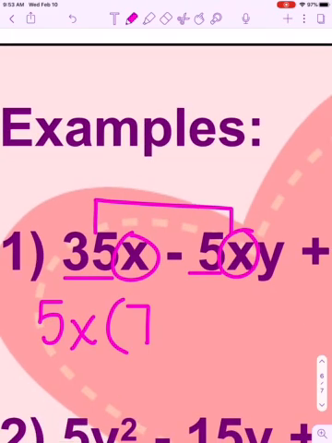35 divided by 5 is 7. You had an x, but you took it out. Minus 5 divided by 5 is 1. You had an x, but you took it out. I have a y that I wasn't able to take out, so that's still there.